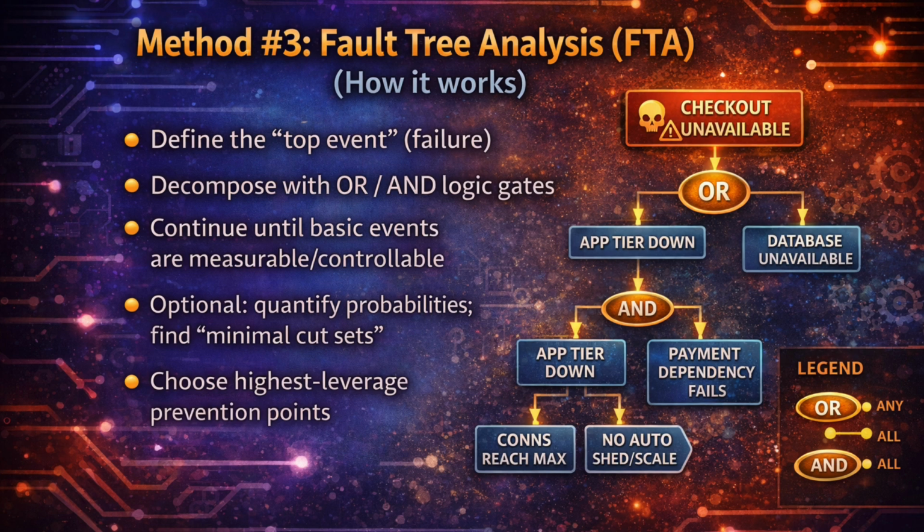You keep decomposing until you reach basic events you can control or measure, like DB connections exceed limit, auto-scaling disabled, or payment provider latency above threshold. If you have reliability data, you can estimate probabilities and identify minimal cut sets, which are the smallest combinations of basic events that can produce the top event. The practical payoff: FTA makes interactions visible. It tells you where adding redundancy, monitoring, or protective controls will most reduce risk.